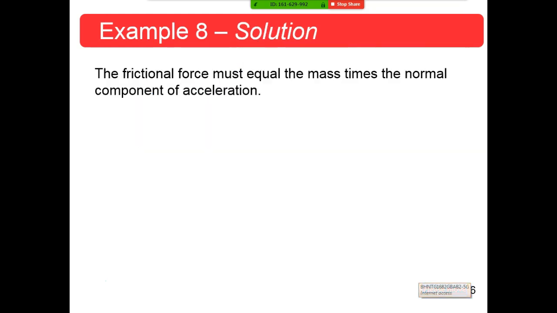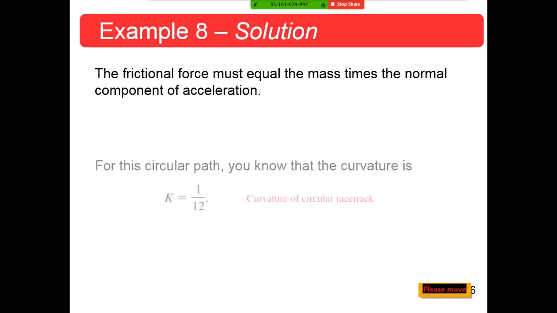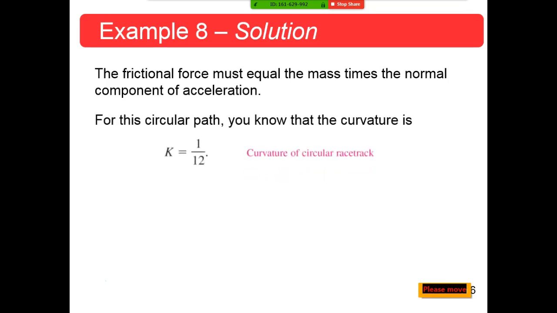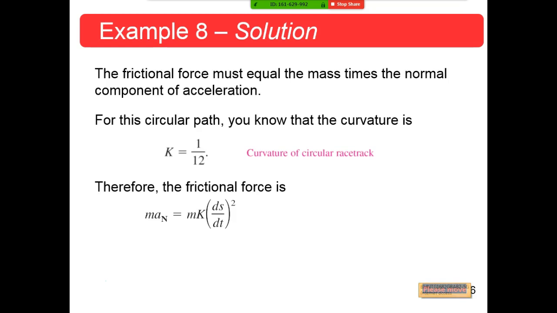Let's move on to continuing example A. The friction force must equal the mass times the normal component of the acceleration. This is just showing how they did it. For the circular path, you know the curvature is 1 over 12, exactly right, circle. The frictional force, a sub n, is mass times curvature times speed squared. So that's going to be 360 kilograms times 1 over 12 meters times what they did.